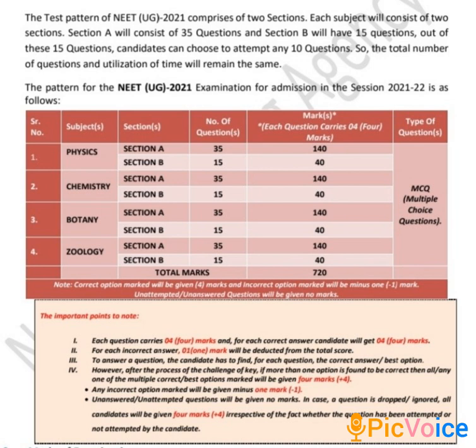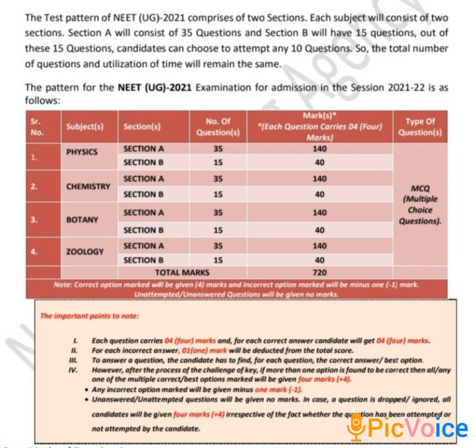NEET UG 2021 will be conducted on 4 subjects. They are physics, chemistry, botany and zoology. On all these 4 papers you will have 2 sections each, that is section A and section B. So a total of 200 questions will be asked, out of which you have to answer 180 questions. You will be getting options in section B, not in section A.